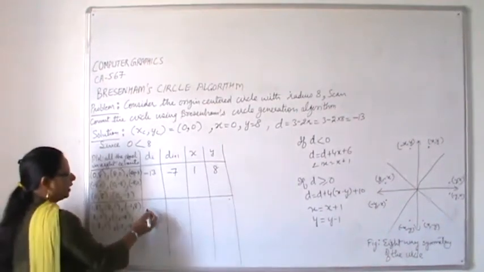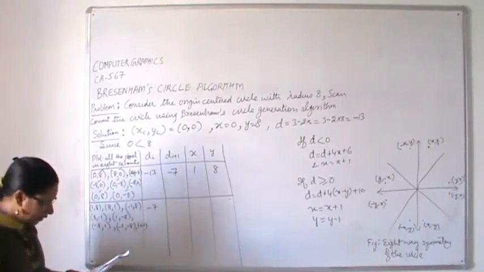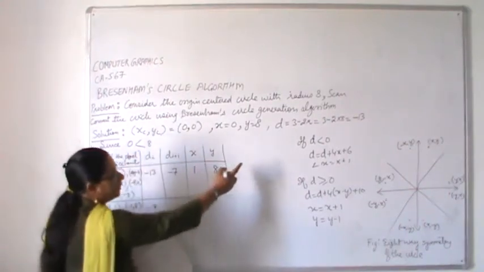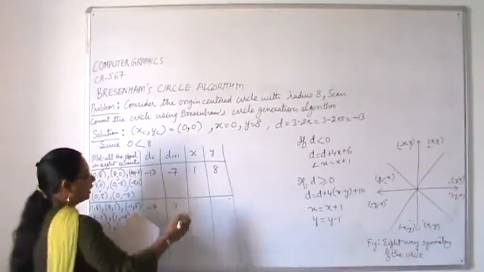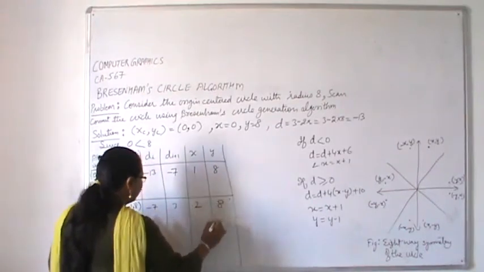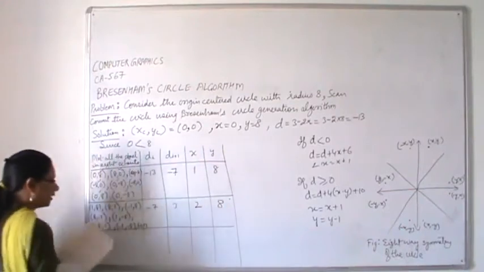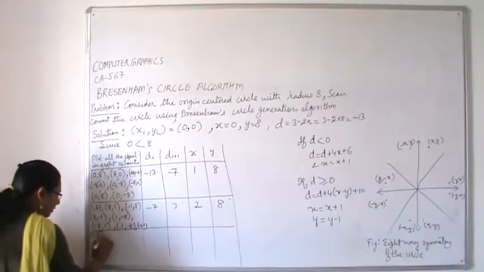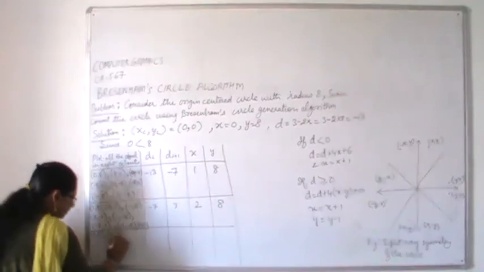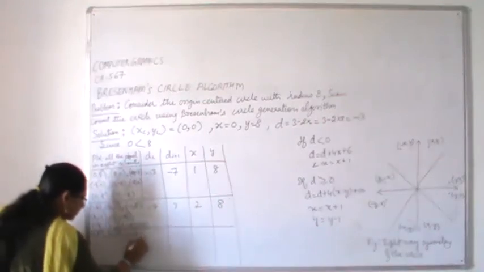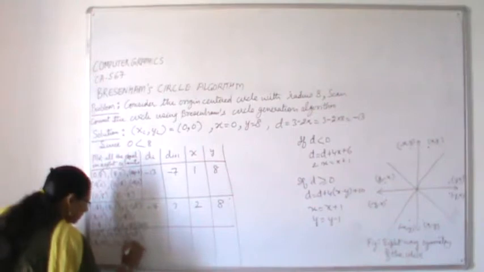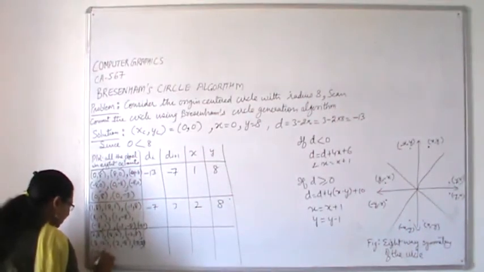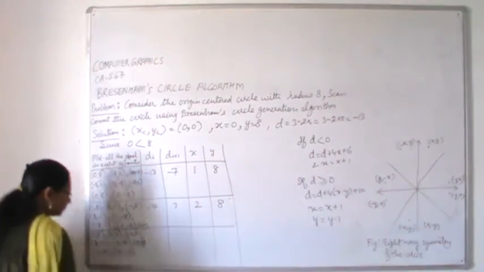Now the value at this position will be -7, so that is less than 0. So we will calculate the next value of di plus 1 by using this equation only. It will come out 3. So that means we have to increment only x, that is 2, and y will remain as it is. Then we plot (2, 8), (8, 2), (-2, 8), (8, -2), (2, -8), (-2, -8), (-8, 2), (-8, -2).